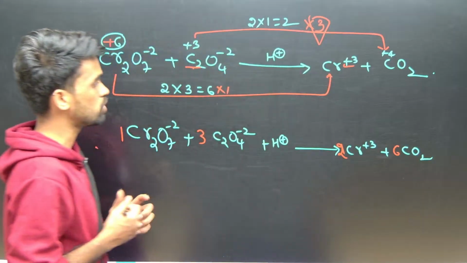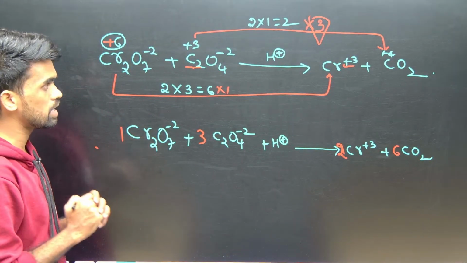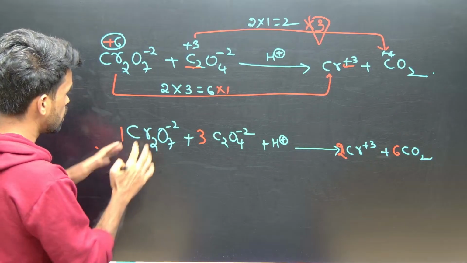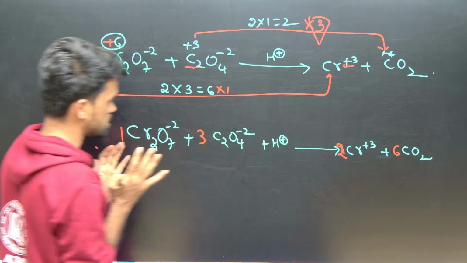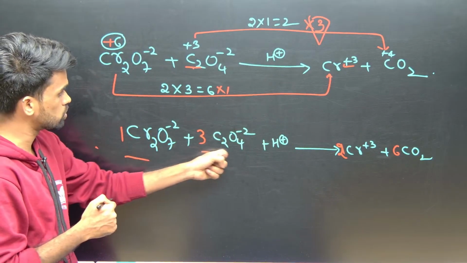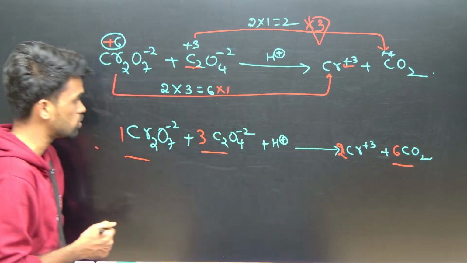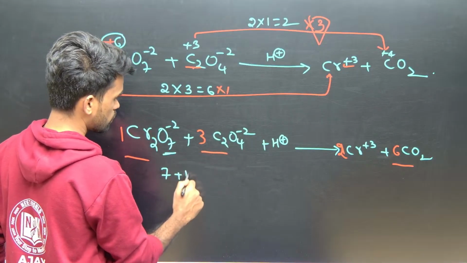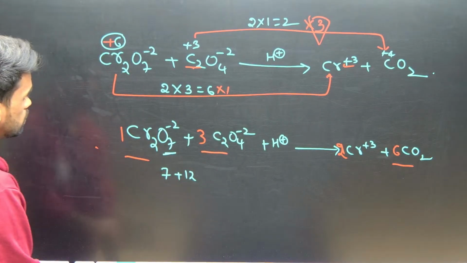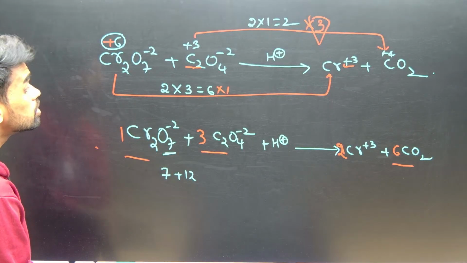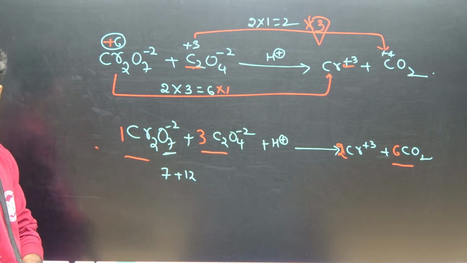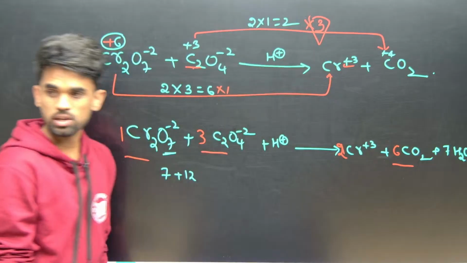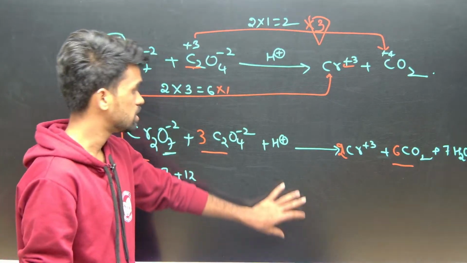After that what to do? Now the number of electrons lost and gained are equal. Chromiums are balanced, carbons are also balanced. Just check: 2 chromiums, 2 chromiums, 6 carbons, 6 carbons. Next, oxygens. How many are there here? 7 plus 12. On that side only 12 are there. So you add 7 water molecules. Wherever oxygen is deficient, there you add water.